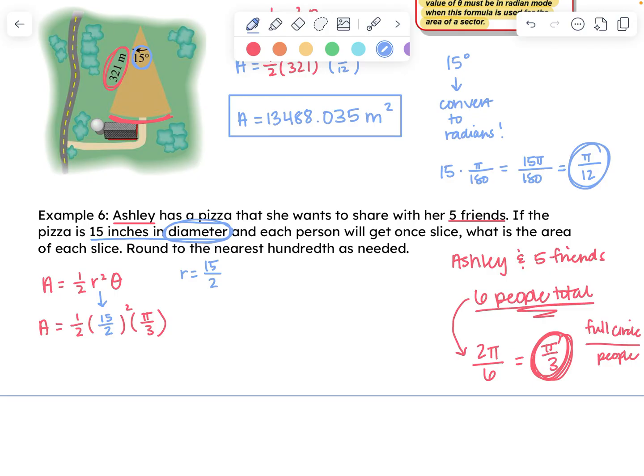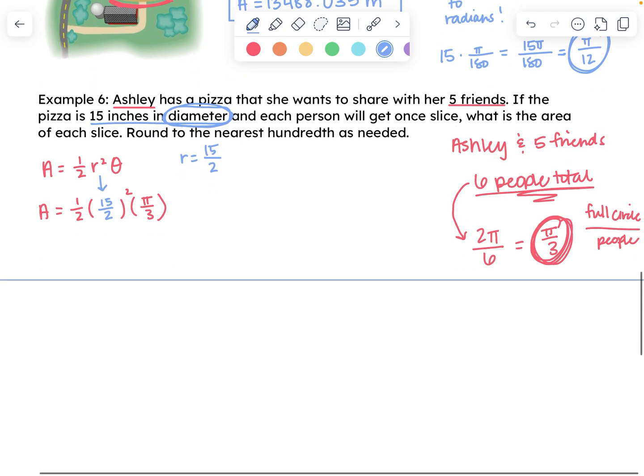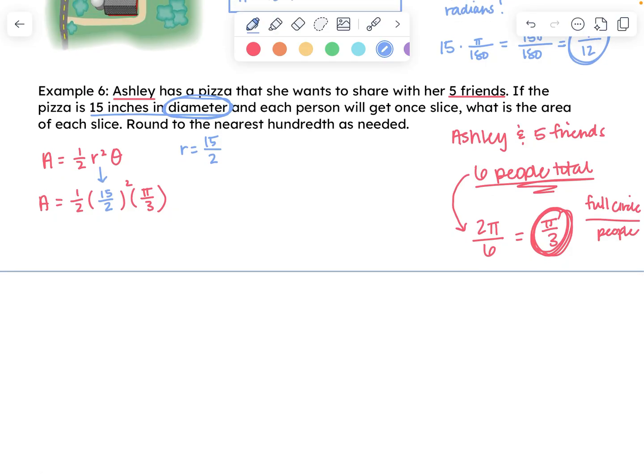So make sure that you're really paying attention to all the information that they give you in the problem so you know how to break down all the information to put into your formula. You can't just plug in 15 because you don't need the diameter, you need the radius. And if we're talking about 6 people total, how do I find my angle? I take the full way around the circle, 360 degrees, or 2 pi, since we need it in radians, and divide it by the 6 people that I have.